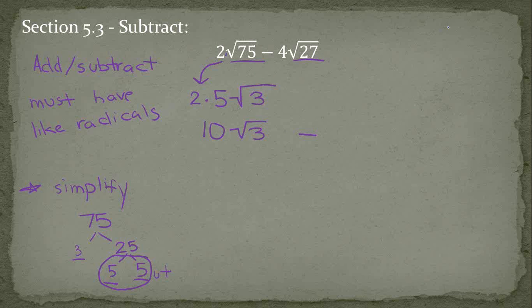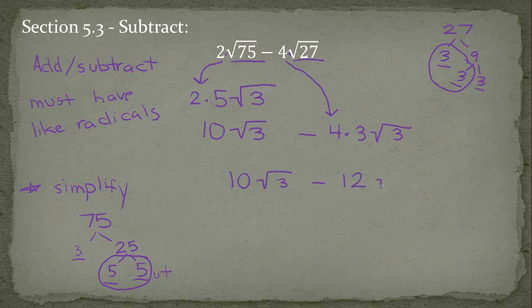Now let's do the same thing with 27. 27 also can be simplified because it's 3 times 9, 3 times 3. So you've got 3 3s. With square roots, if you can circle a group of 2, that's what you can take out. Oh, I meant to write that up here. That's okay. And a 3's left inside. Now again, this one already had a 4 in front. So we're going to have to multiply by 4. So we end up with 10 radical 3 minus 12 radical 3.